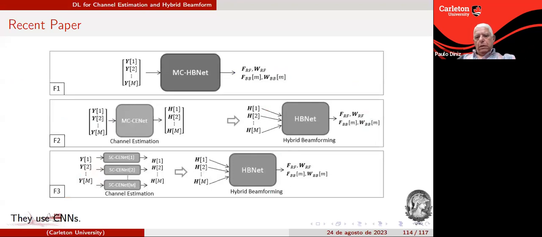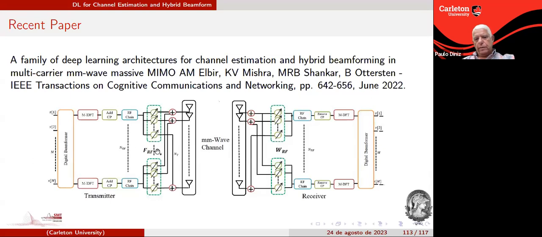So he proposed some networks. Suppose I have the measured signals here, which are sort of labels. And what he wants is to train a network with those labels that will give him the internal parameters of the actual network, which are, for example, the transmitter analog beamformer coefficients, the receiver analog beamformer coefficients, for instance.